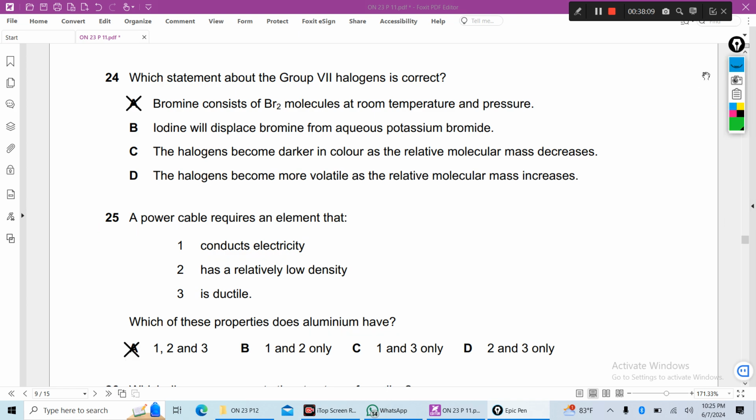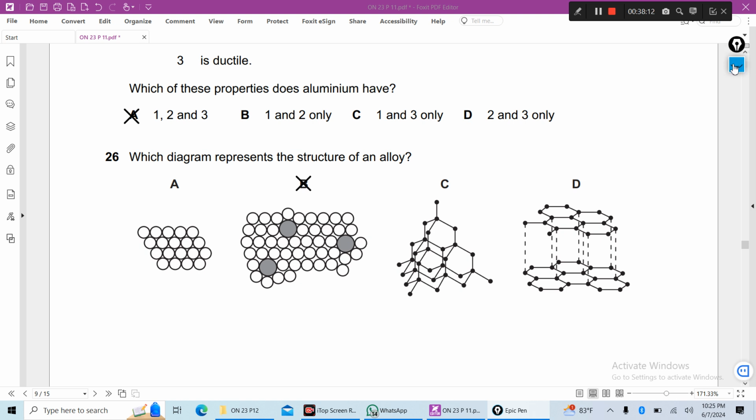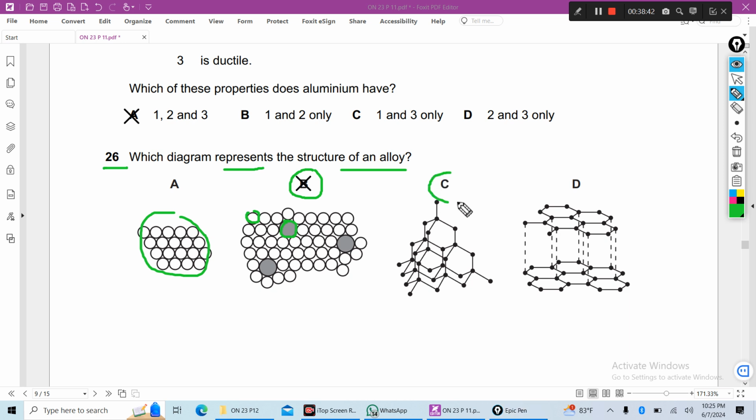Next, 26, which diagram represents the structure of an alloy? B is an alloy, because their atoms or ions are different sizes, this small size and this large size. So an alloy is harder because the atoms are of different sizes, so they cannot slide over each other. And this is a pure metal, and this is diamond, this is graphite. So B is the right answer.